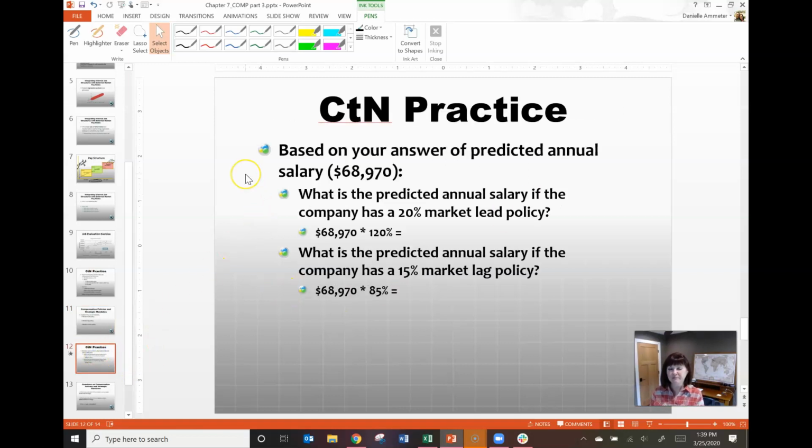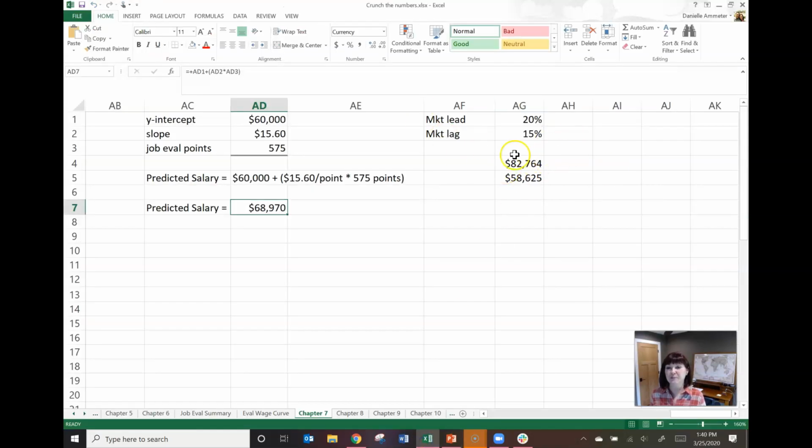So here, based on your answer, predicted annual salary $68,970, what is the predicted annual salary if the company has a 20% market lead policy, meaning you're going to pay 120% of the market? And what is the predicted annual salary if the company has a 15% market lag policy, meaning you're going to pay 15% less than the market for that particular job? And that's what we have here. The answers are $82,764 and $58,625.